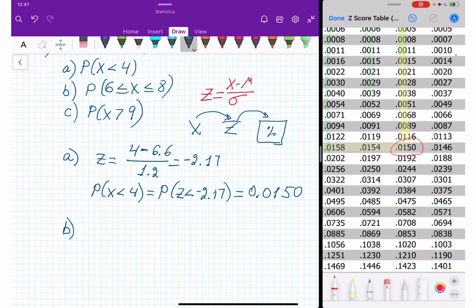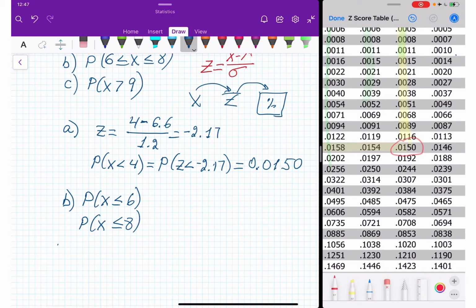We need the probability for x between 6 and 8, which means what we're going to do, first we take the probability for x less than or equal to 6. Then we take the probability for x less than or equal to 8. And then we'll find out the probability for x greater than or equal to 6 and less than or equal to 8. Okay? So, this is going to be equal.